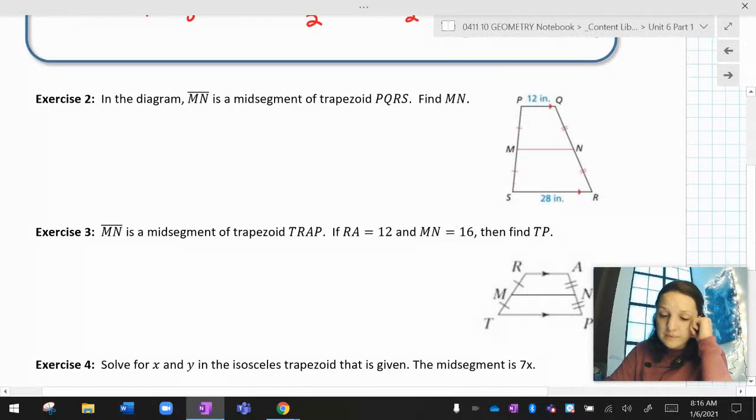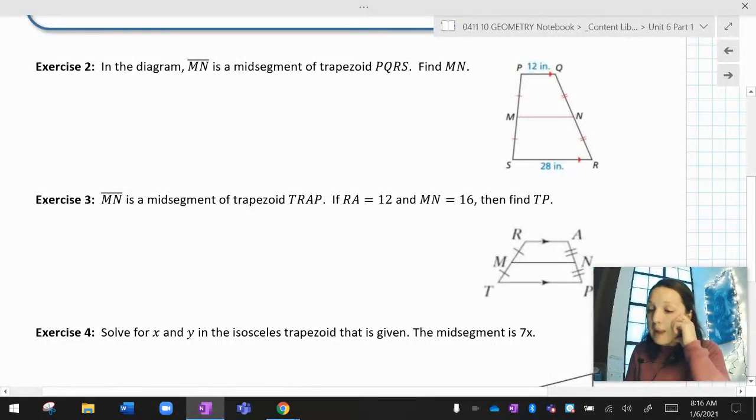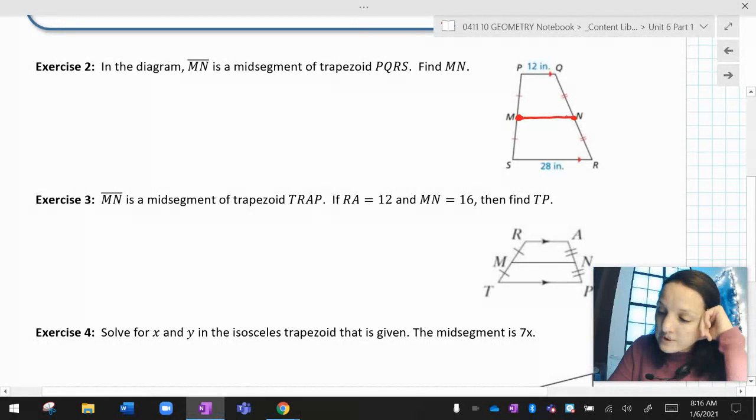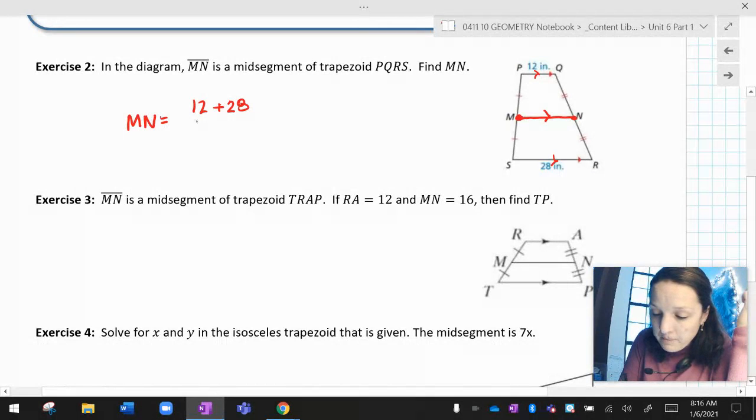Now, how's that work? Well, in this diagram, MN is a midsegment. Okay, so if MN is a midsegment, I automatically know that those are both midpoints, that this is parallel to the other 2, and they want us to find MN. Okay, so MN is going to be top plus bottom divided by 2. And 12 plus 28 is 40. 40 divided by 2 is 20.